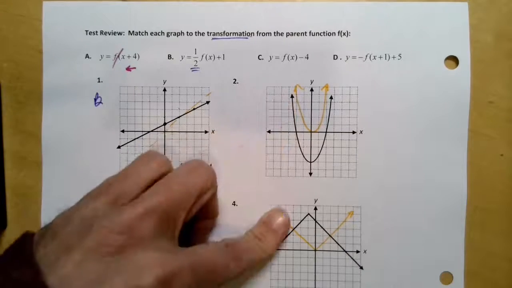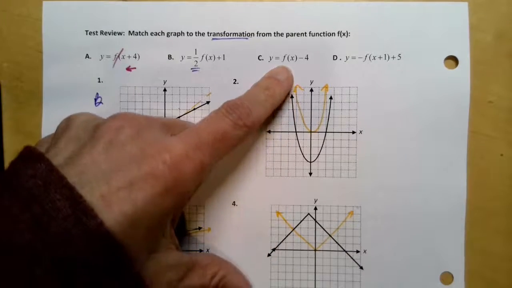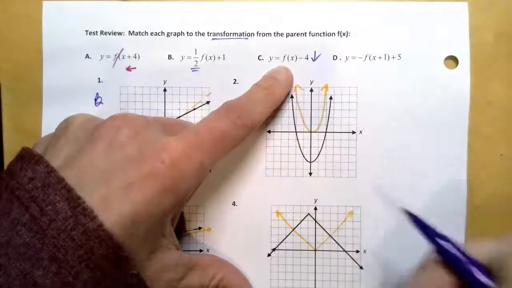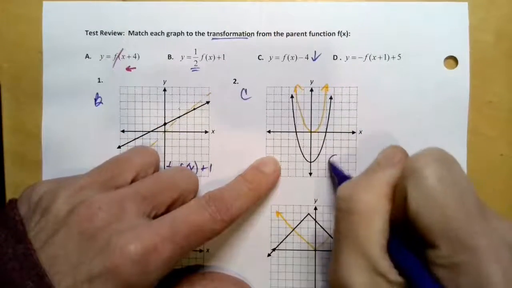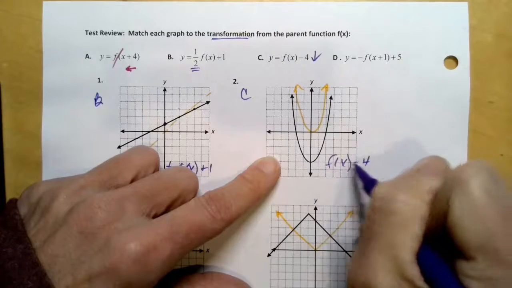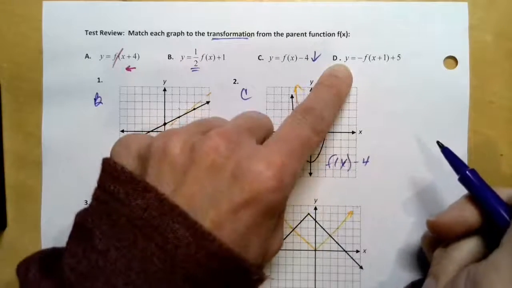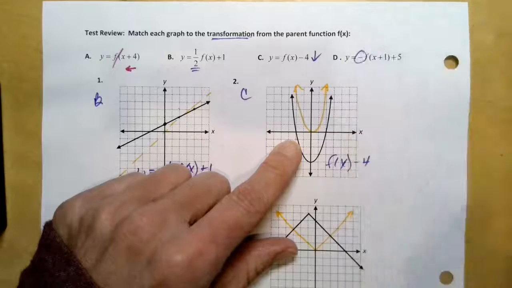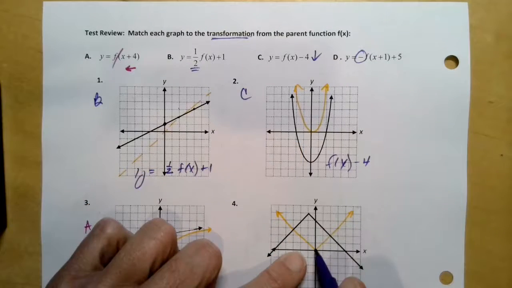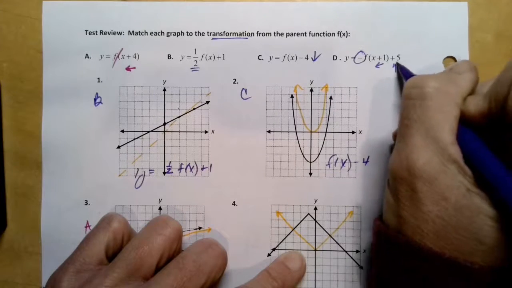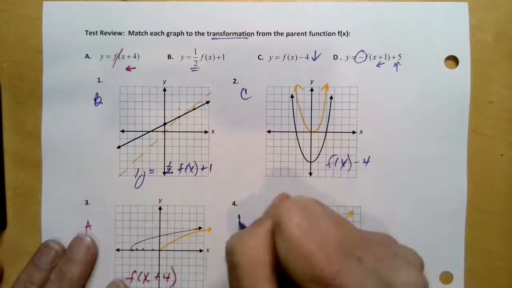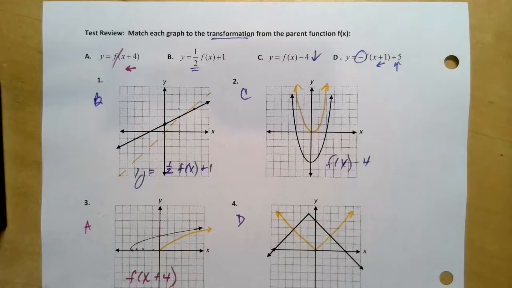All right, so here we have 2 left, which was the graph that had a vertical shift down 4. I think we all think it's this one. So f of x minus 4. And for D, we have this, which means it's a reflection. It went to the left 1 and up 5. So 4 matches up with D. That looks good to me.